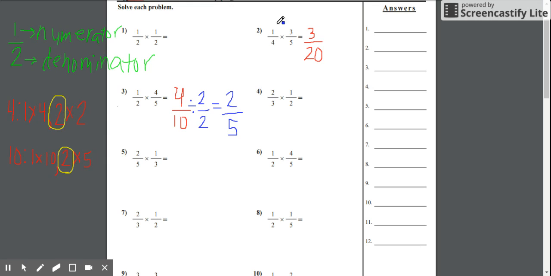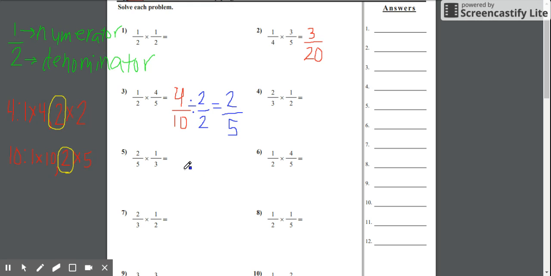If there's not a number, like 3 and 20, if I was going to write the factors of 3 and the factors of 20, nothing would show up in both lists but a 1. And again, we don't use 1. So it's already at its lowest terms. Okay, so for homework, I want you to complete problems 5, 6, 7, and 8.